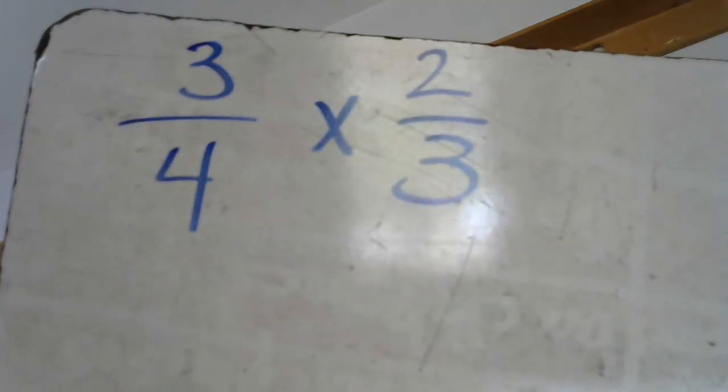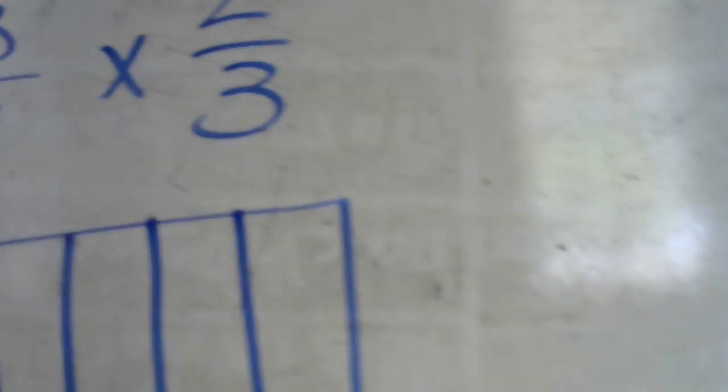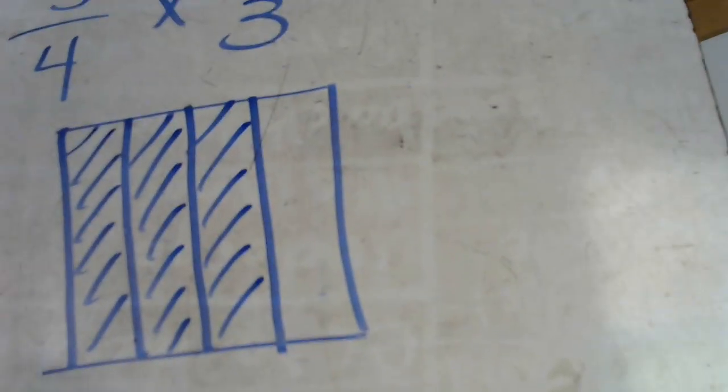We're going to do 3/4 times 2/3. So we're doing 3/4 times 2/3. I'm going to draw one whole, and I'm going to divide it vertically into 4 equal parts. Okay, so I did one whole, and I split it vertically into 4 equal parts, and my fraction says that I need to shade 3 of those. So I'm going to draw lines. And I've shaded 3 out of my 4 parts.